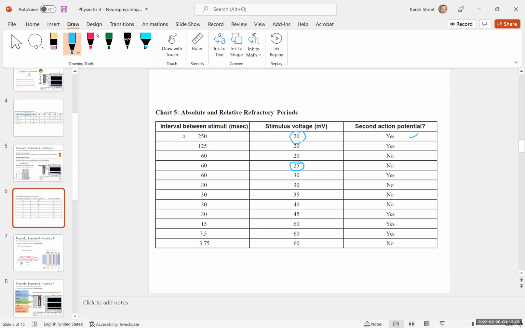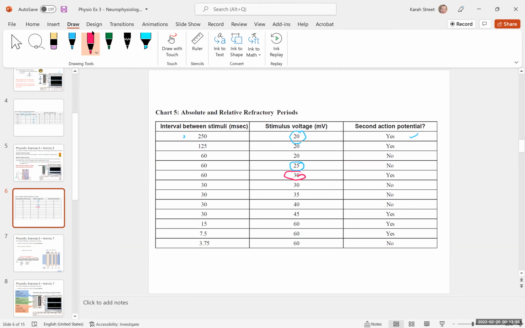Still begs the question, was the neuron in absolute refractory period where threshold was infinitely high, or do we just need to increase the amount of stimulus? So now we bumped our stimulus up to 30. And it turned out that yes, now we were able to detect a second action potential arriving in recording electrode number one. So that told us that the neuron was in relative refractory period and we simply needed to give it a bigger stimulus. Maybe it was pretty hyperpolarized and we needed a bigger stimulus to reach that threshold value.